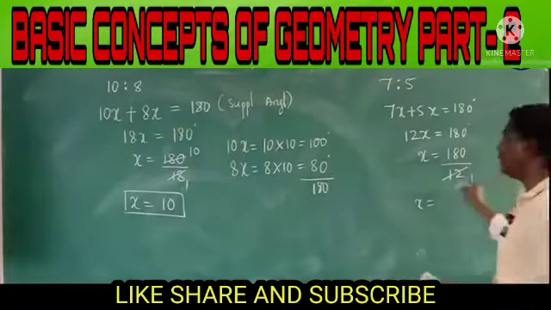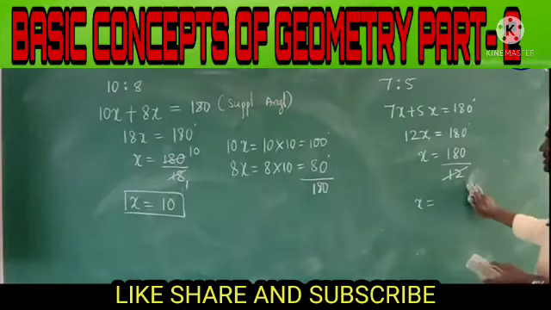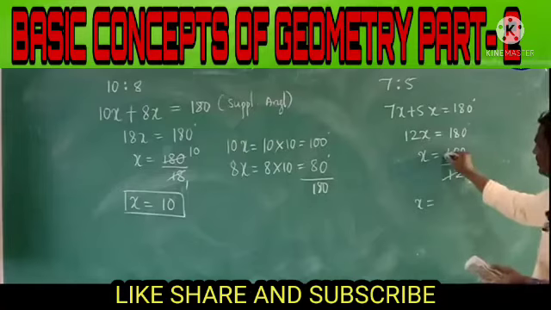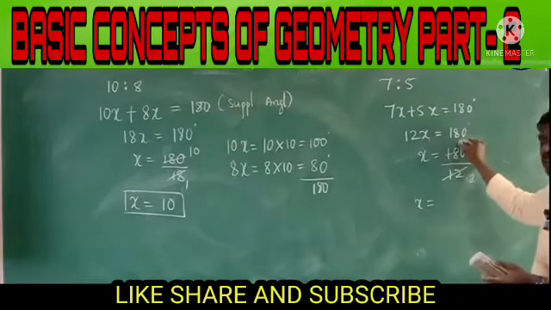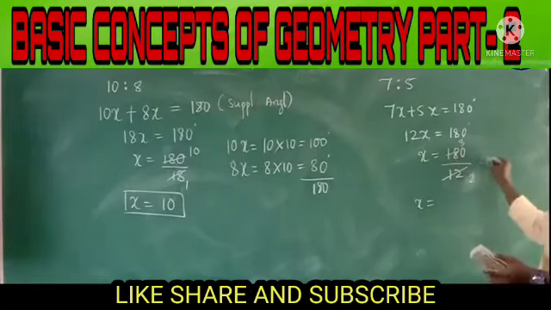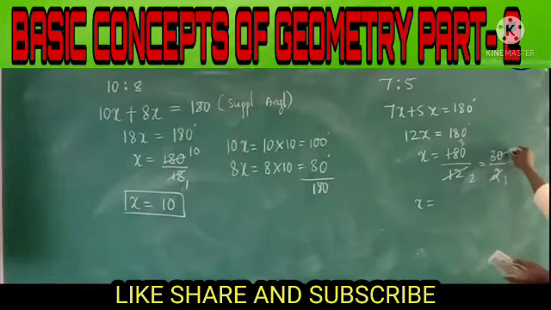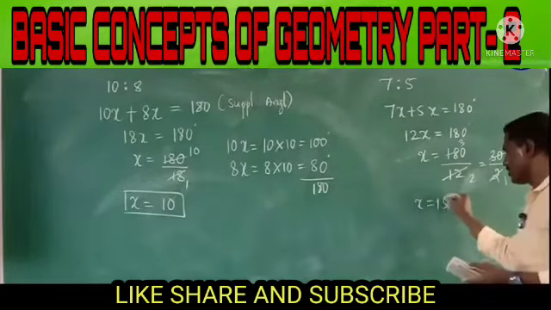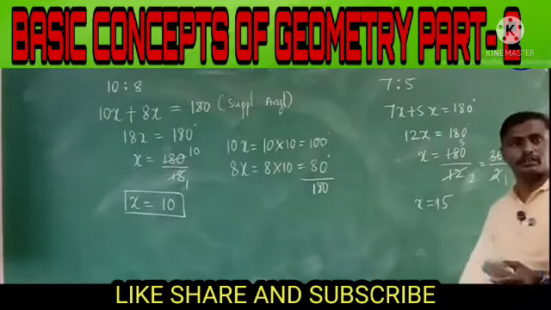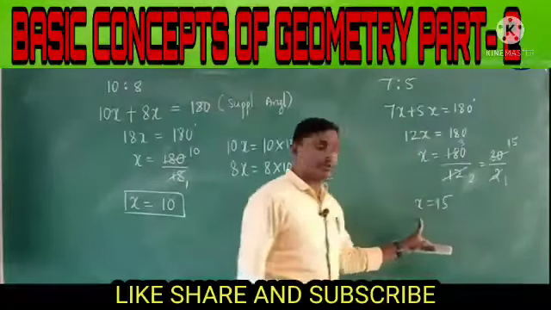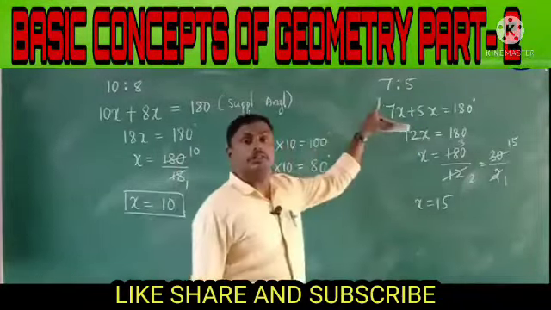12 ones are 12, or you can take by small numbers. 6 2s are 12, 6 3s are 18, right? So 30 divided by 2. Again dividing by 2. 2 ones are 2, 15 twos are 30. So here we get x value as 15. By using this x value, we can find each individual angle.